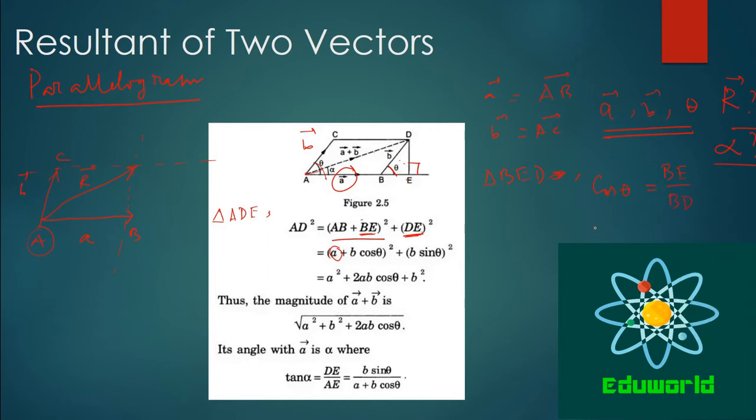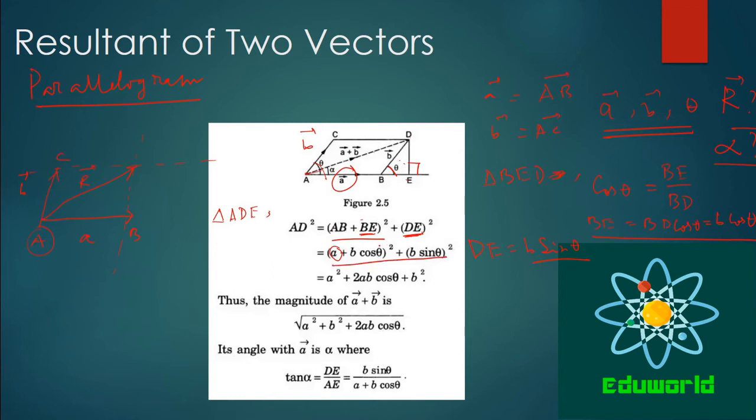BD. So what will be BE? BE will be BD cos theta, and what is BD? BD is equal to AC, and AC is B, so this will be B cos theta. So BE is B cos theta. Similarly, we can get DE will be B sin theta. So BE is B cos theta and DE is B sin theta. So we put the value of BE and DE, so we get this.